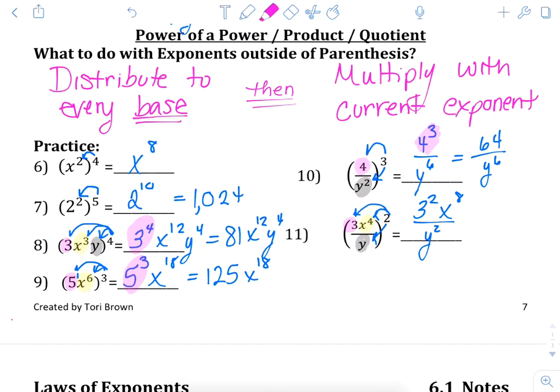3 squared cannot be left like that. We know 3 times 3 is 9, so I'm going to simplify my answer. 9 x to the 8th divided by y squared. That's a full answer. Pause it, write down whatever you missed. We're going on to the next page.